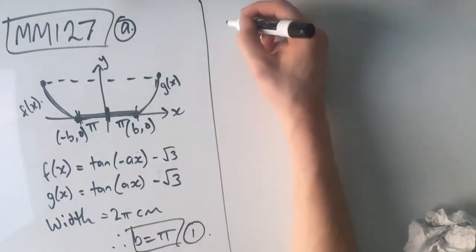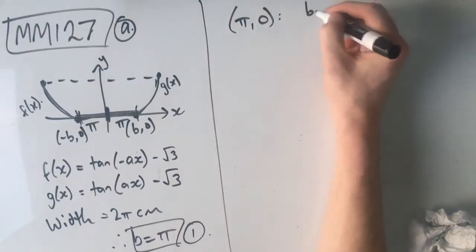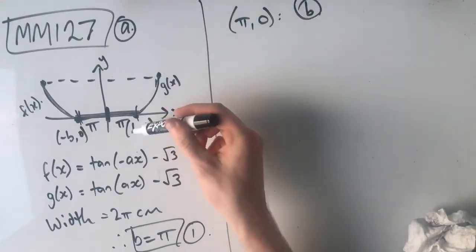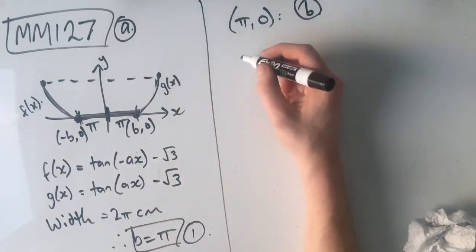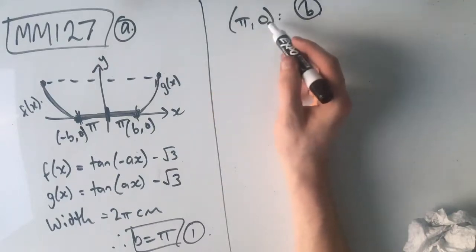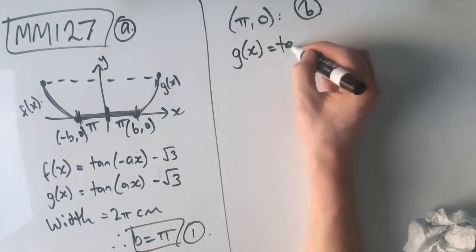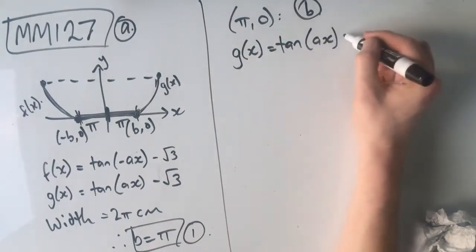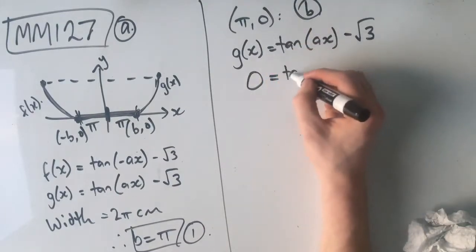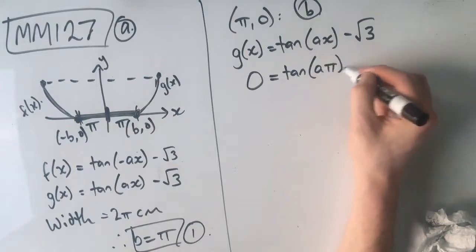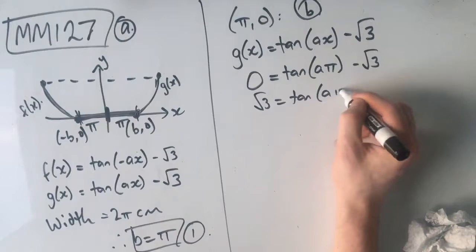So we know that on g of x, a point is (pi, 0), because of our b value. Because (b, 0) is this point here, and we worked out b to be pi. We can sub (pi, 0) into g of x to find a. So I'm just going to rewrite this up here for you. So g of x equals tan of ax take root 3, and this means that 0 equals tan of a pi minus root 3. Root 3 equals tan of a pi.